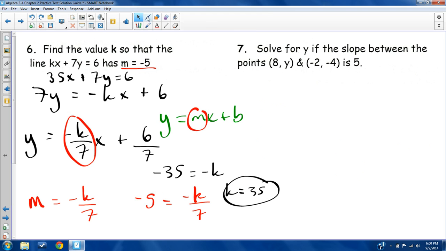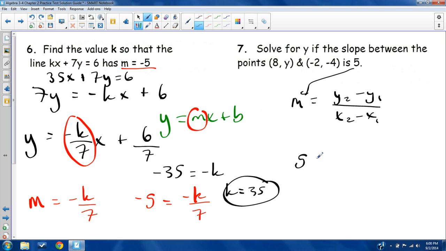Now in this case, they give us the slope value. So in m equals y2 minus y1 over x2 minus x1, they give us m, which is 5. So 5 equals, check this out, we can call this y2, negative 4 minus this y value. I don't know what that y value is yet. We've got to figure it out. Over negative 2 minus 8.